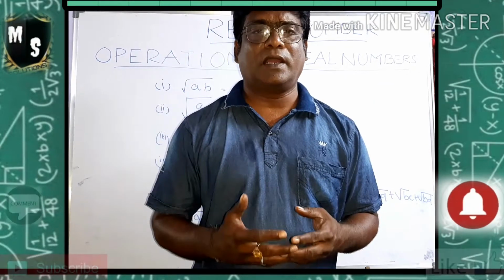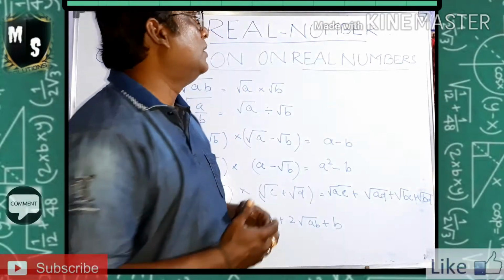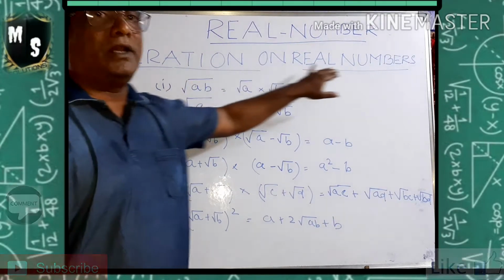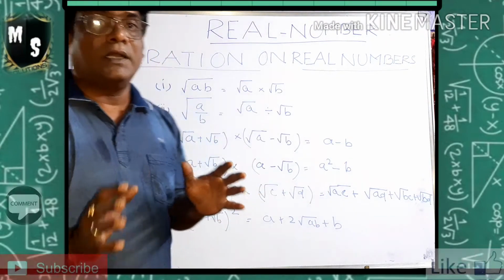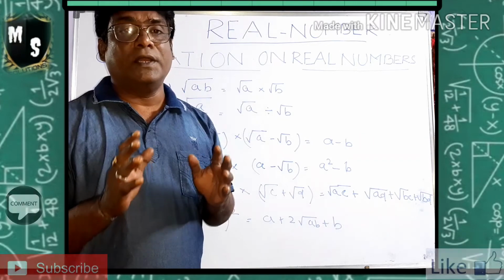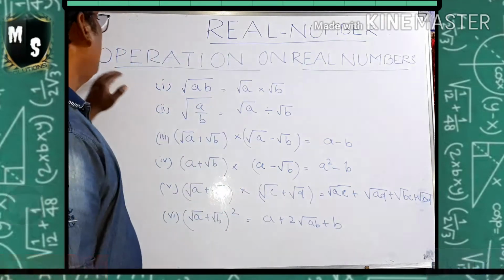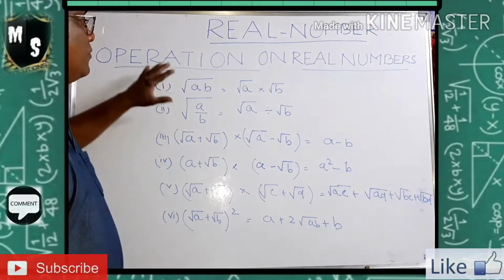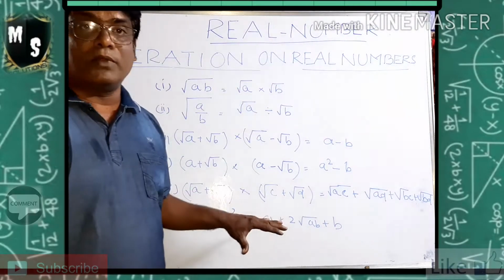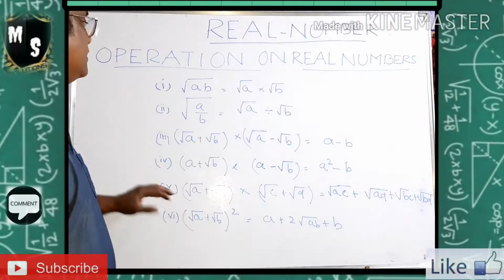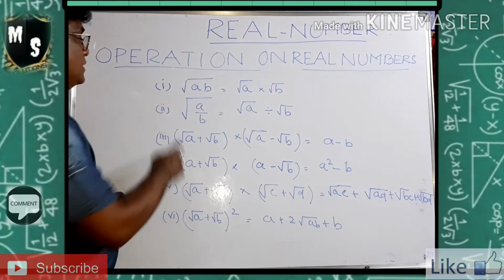So this is the next part of our real numbers. The next part of our real numbers is the operation on real numbers. Very important. You have to concentrate and listen very carefully. See now, operation on real numbers. What does this mean? This means we are going to do some operations on real numbers. That means it has some formulas inside it. What are the formulas?